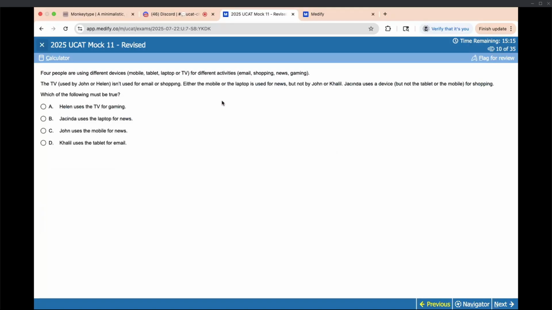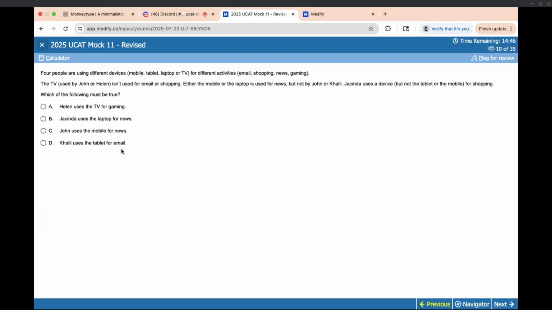So Helen has to have, but Jack isn't shopping, so she must be laptop or TV, and then Justin uses laptop for shopping. So mobile is used for news, and Helen has to use it. So Helen uses mobile for news, and Jay uses laptop to shop, and Joe uses TV and Kay uses a tablet.